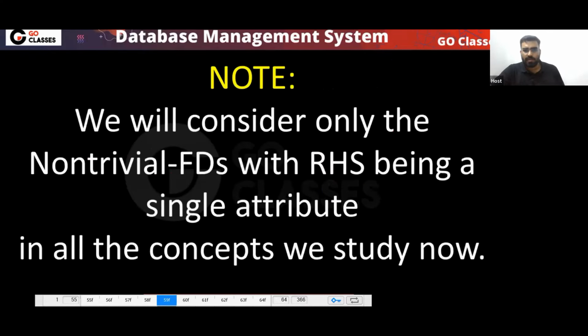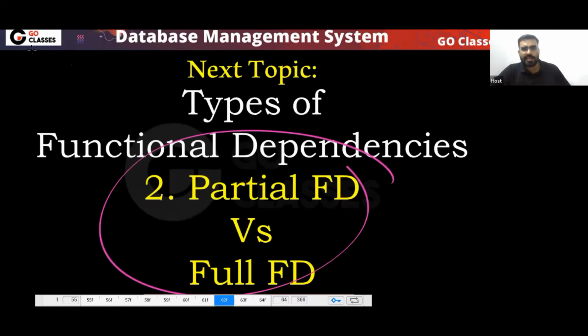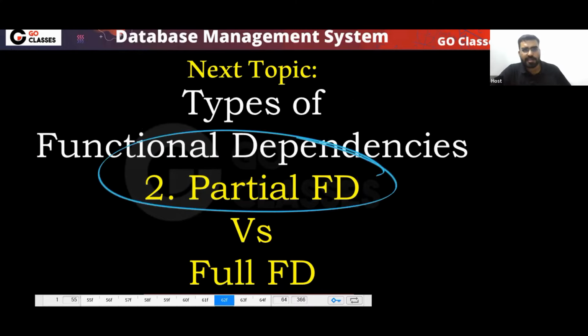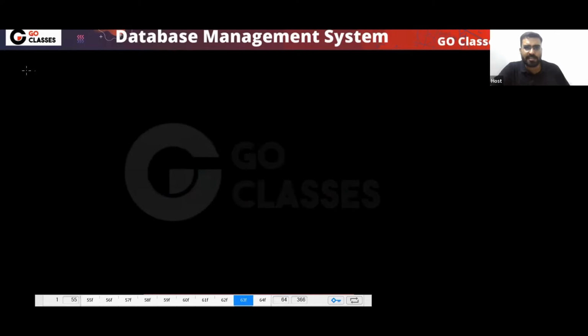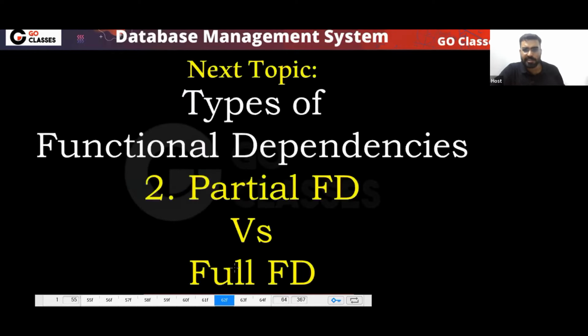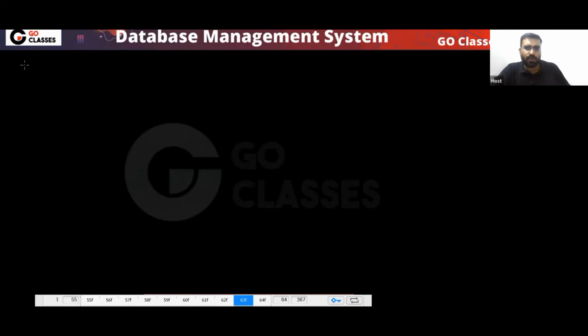Okay, now let's move on. Now let's see the next concept, that is partial functional dependency and full functional dependency. This is a very intuitive concept, let me tell you. Partially dependent and fully dependent. Let's understand this intuitively. What is fully dependent?